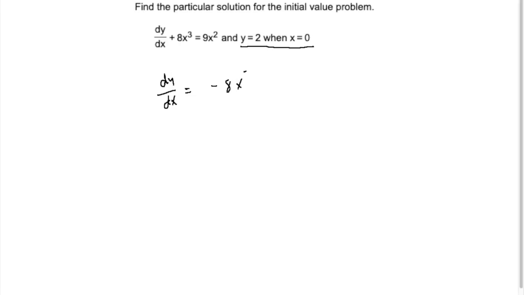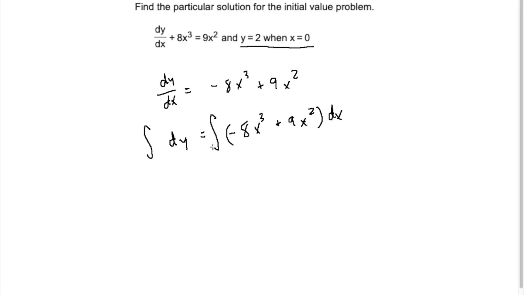So we have negative 8x cubed plus 9x squared, just subtracted the 8x cubed to the right side. Then move dx over to the right side by multiplying by dx. And at this step, we don't really want to distribute the dx through to everything. We'll just leave it on the outside. And then once dx and dy are separated, we can take the integral of both sides, or integrate both sides to get y is equal to negative 8x to the fourth over 4 plus 9x cubed over 3 plus c.